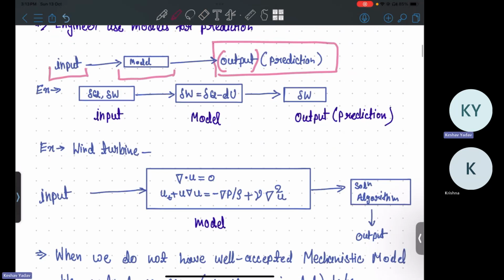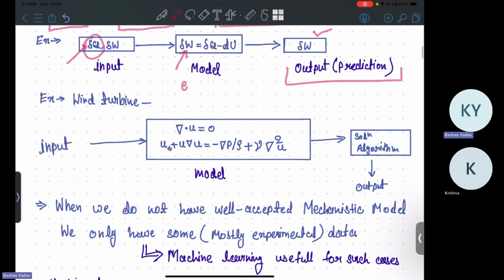For example, in thermodynamics, if we have the input delta Q, which is heat added to the system, and if we know the change in internal energy of the system, we can find the maximum work done by the system. So here, this is the model. delta W will be equal to delta Q minus delta U, and delta Q is our input, and we get the output delta W. This is nothing but the energy conservation equation.